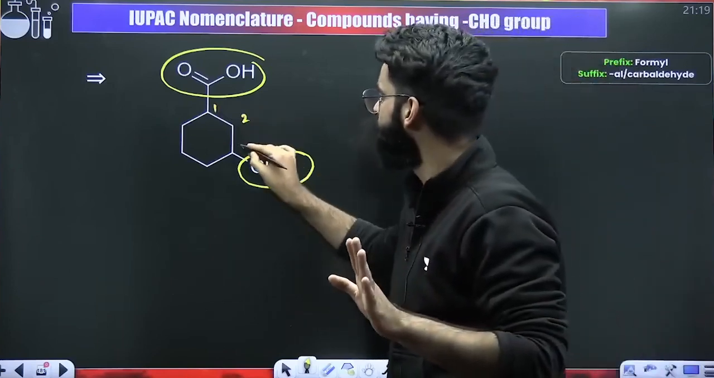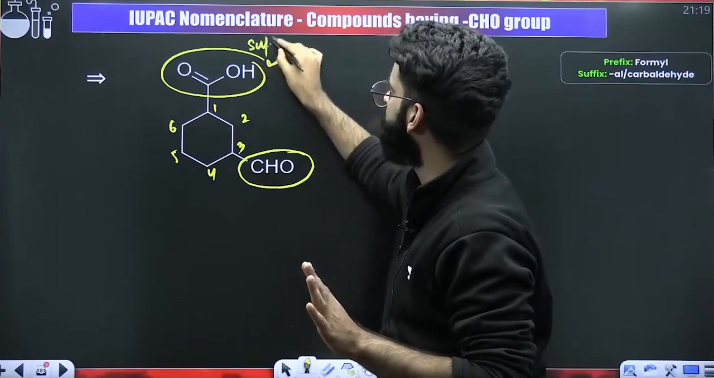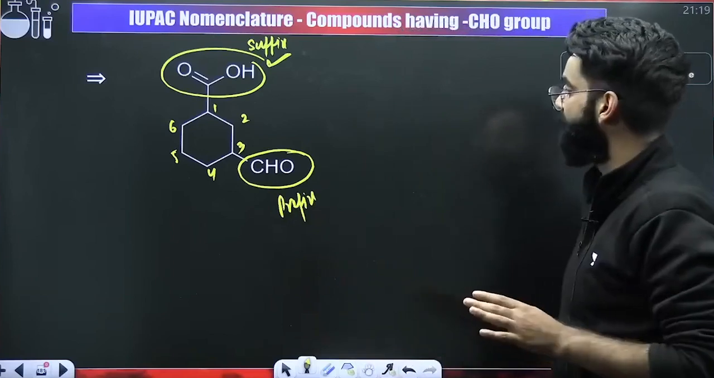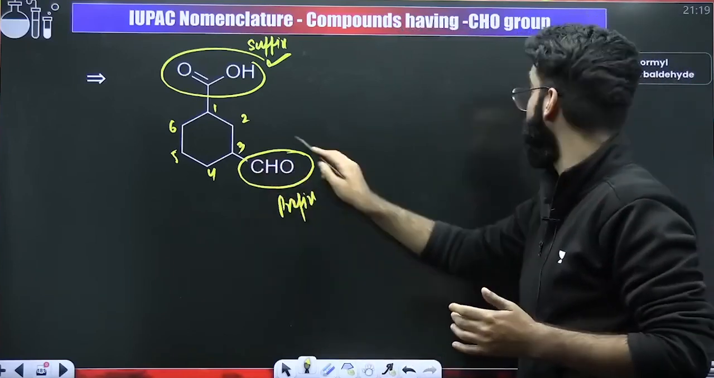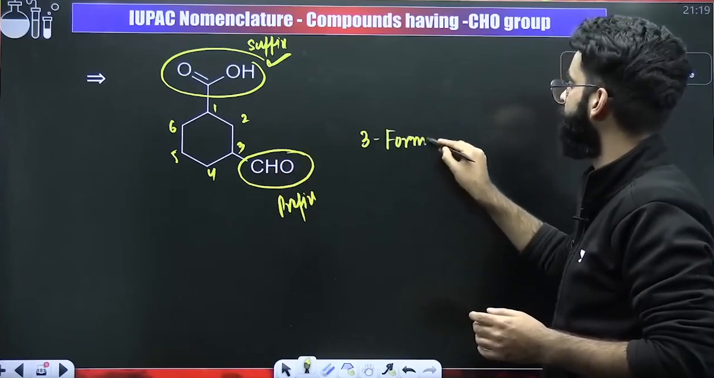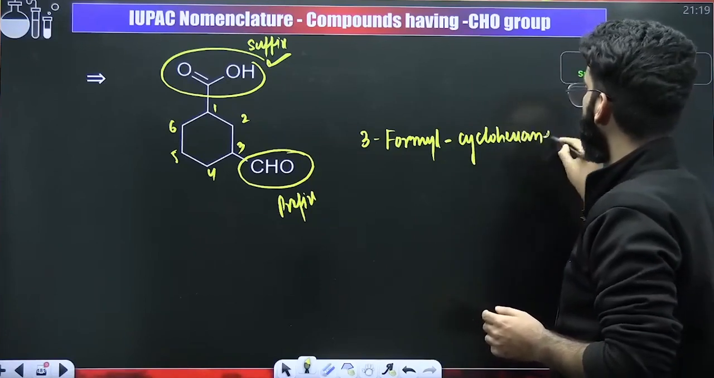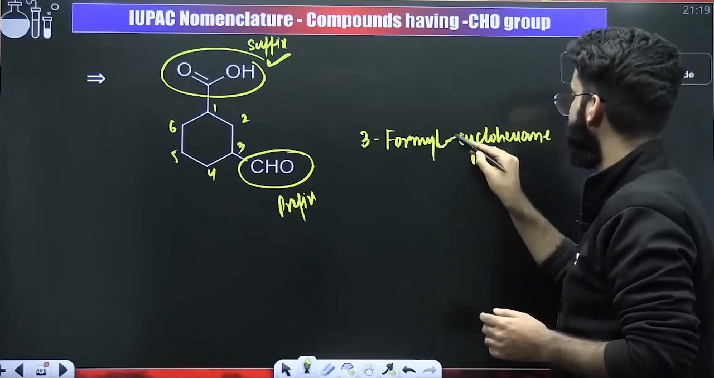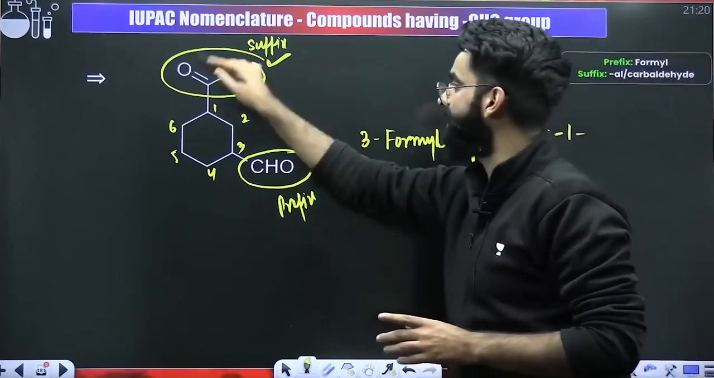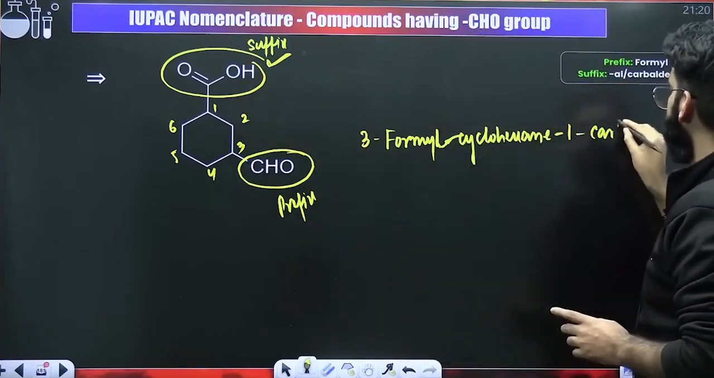So start from here. 1, 2, 3, 4, 5, 6. This is to be given priority. So this will be used as suffix. This will be used as prefix. Right? So what should I write? At 3, it's going to be formyl, because I have to use prefix for it. 3 formyl. Then it's going to be cyclohexane. At 1, there is a carboxylic acid. The carbon of the carboxylic acid is not the part of the main chain. So it is 1 carboxylic acid.